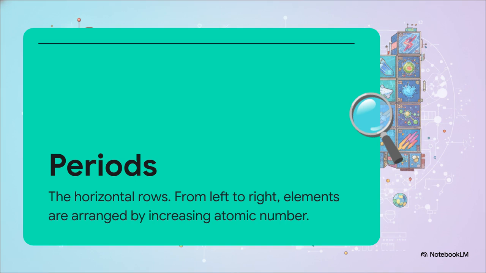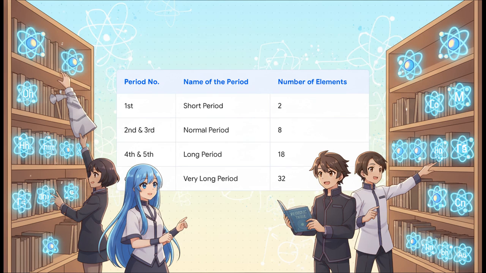keeps on going. So, as you can see in this table, there are 7 periods in total. यानी हमारी library में 7 shelves हैं. But here's an interesting thing. Just like real library shelves, they don't all hold the same number of books. देखो, the first period is a short period with just 2 elements. फिर जैसे-जैसे आप नीचे आते जाते हैं, the periods get longer and longer, holding way more elements.